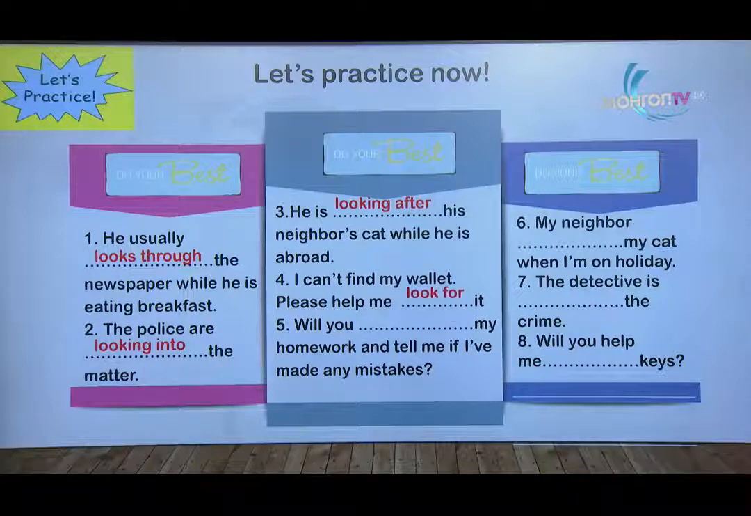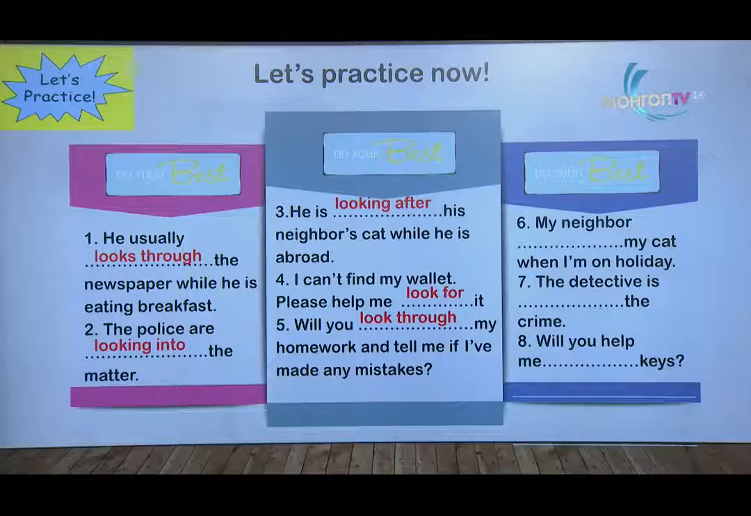I can't find my wallet. Please help me. Of course, somebody cannot find it. That's why look for. Okay, what do you think about number 5? I will give you 1 second. Okay, ready? Will you look through my homework and tell me if I made any mistakes.